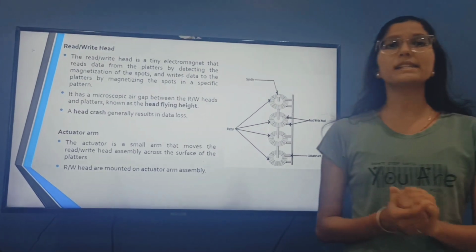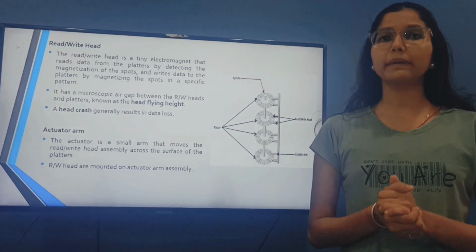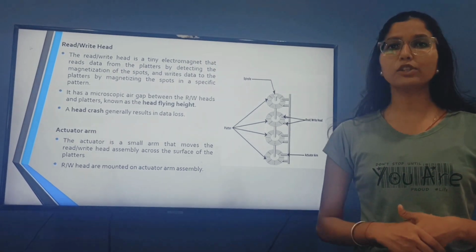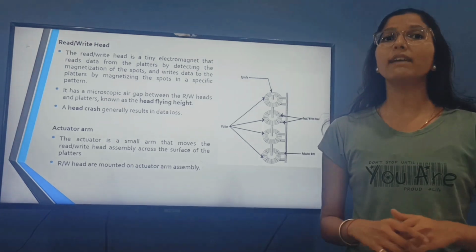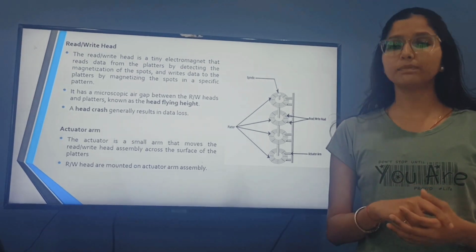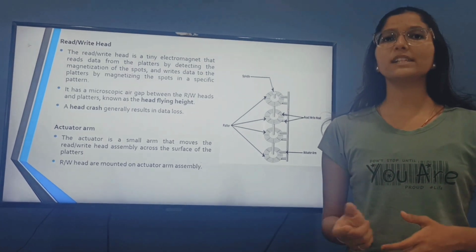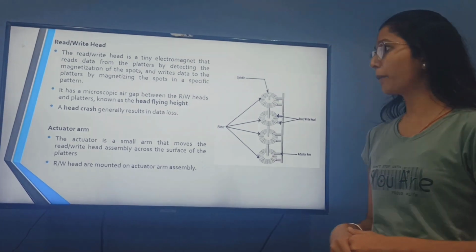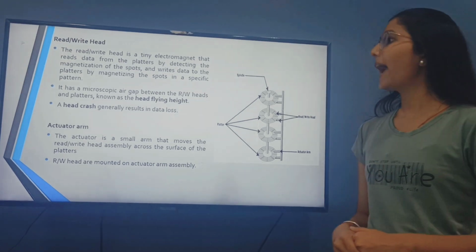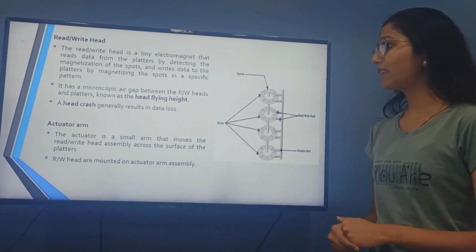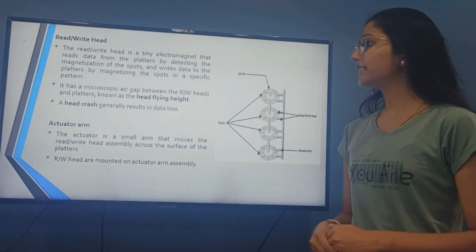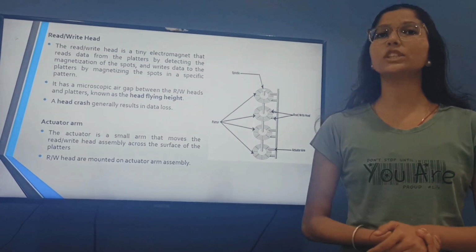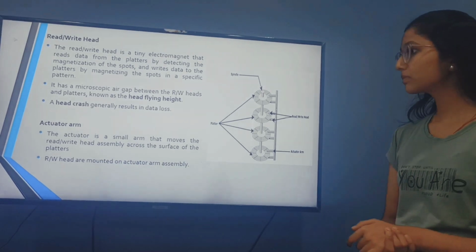Read-write head. So basically drive has two read-write heads per platter. Read-write head changes the magnetic polarization on the surface of a platter when writing, and while reading data, this head detects magnetic polarization on the surface of a platter. So it has a microscopic air gap between the read-write head and platter, known as head flying height. A head crash generally results in data loss. So head crash occurs when read-write head accidentally touches the surface of a platter.